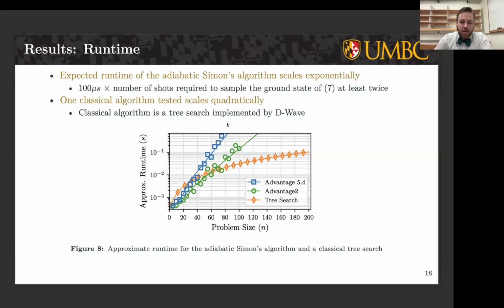The other thing we did here was test this against a tree search algorithm that D-Wave implements. The tree search algorithm showed quadratic asymptotic scaling, which intuitively I think makes sense, because when we can represent our problem as a tree, every new qubit is adding a new layer to the tree. So even though the size of the tree grows exponentially, a heuristic search algorithm really just has to search one more layer of the tree to look for the minimal solution. So we can avoid that exponential scaling.